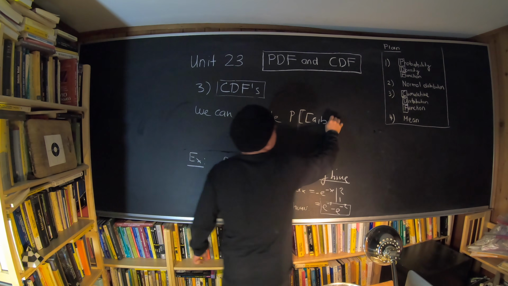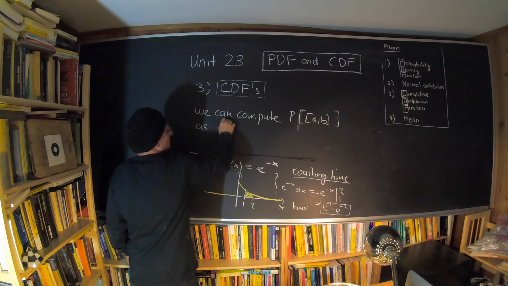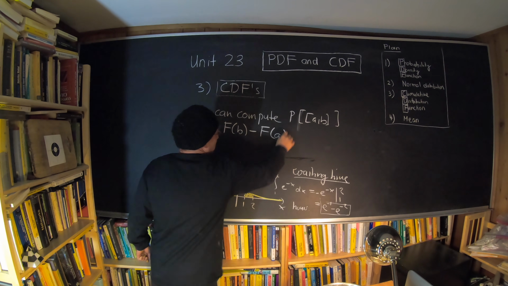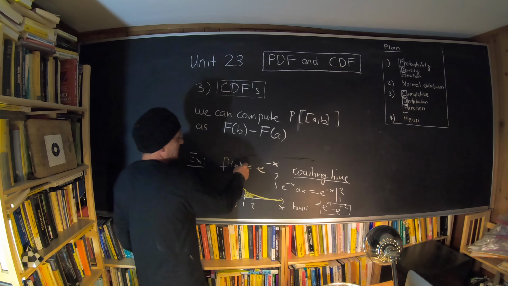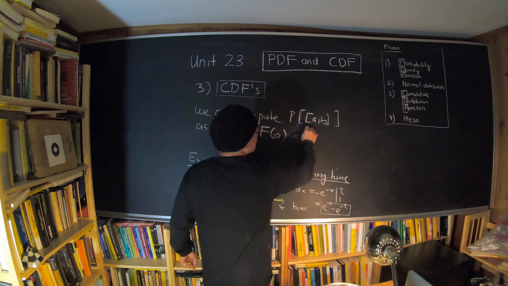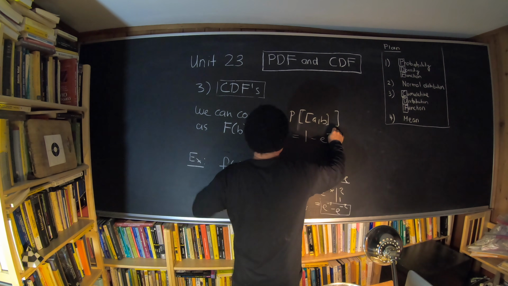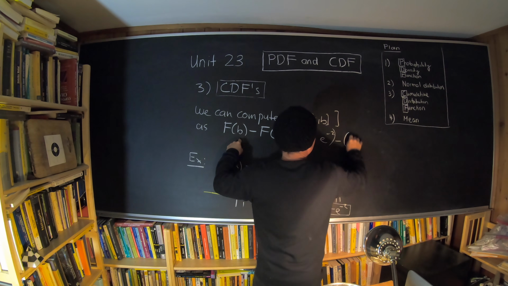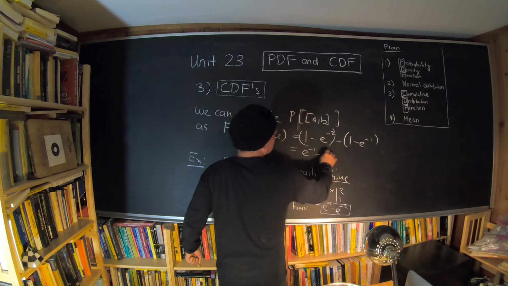Sometimes we make a square bracket here too, as F of b minus F of a. So in this case we have already got the F of x, right? That was 1 minus e to the minus x. So it's 1 minus e to the minus b, which was 2, minus 1 minus e to the minus 1, and that's the same thing. That's e to the minus 1 minus e to the minus 2.